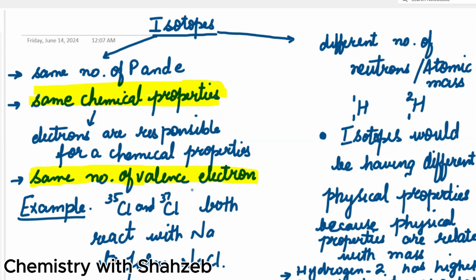Okay. So the important thing for us to memorize here is that isotopes would be having different physical properties. Why? Because they have different mass. They have different number of neutrons, or they would be having different atomic mass. Okay, so this is basically the answer which is associated with this question.